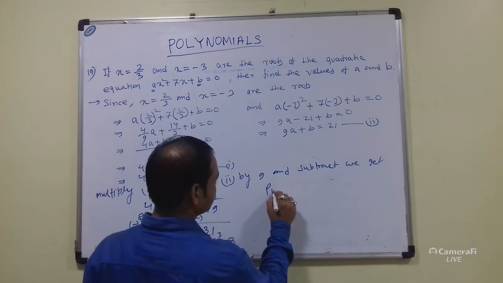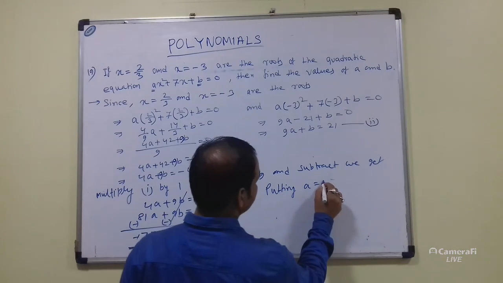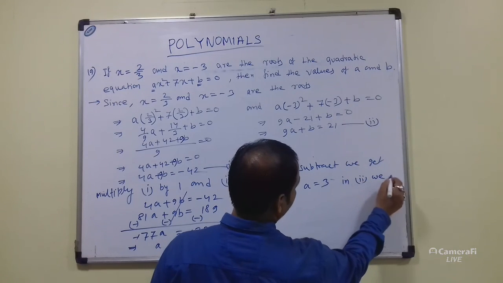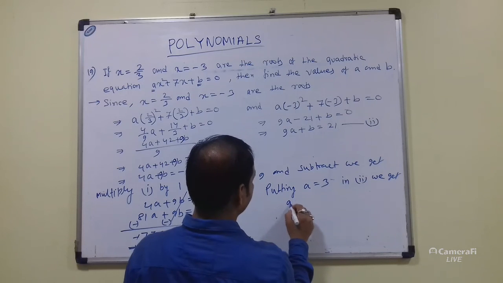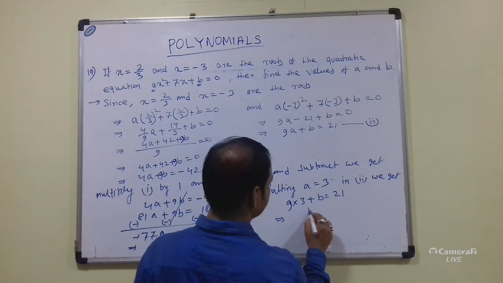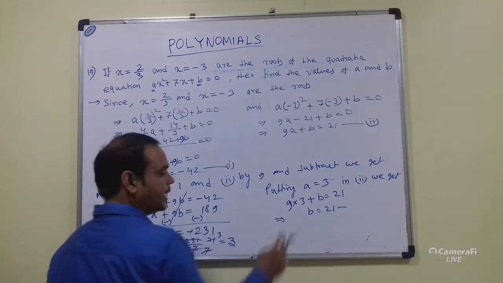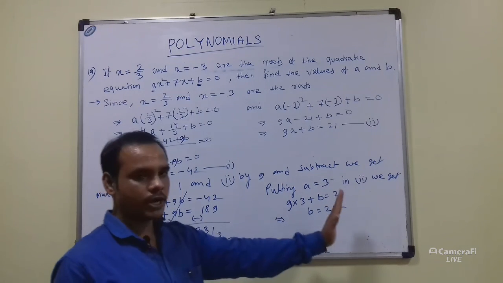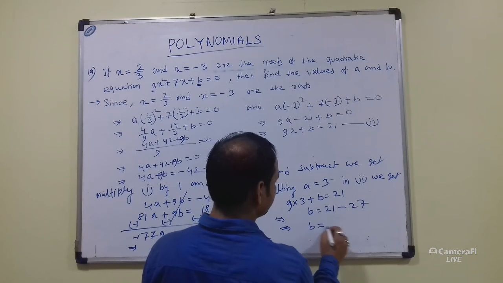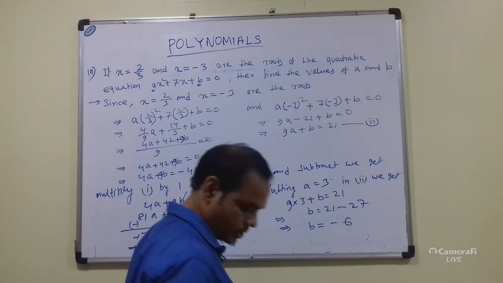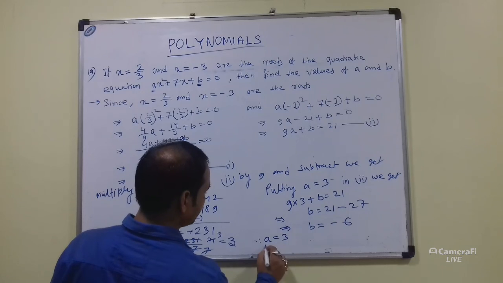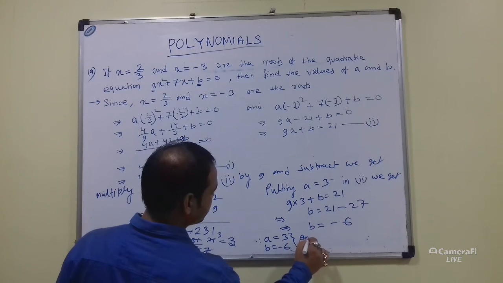Now putting a is equal to 3 in equation 2, we get 9 into 3 plus b is equal to 21. So this implies b is equal to 21 minus 9 into 3, which is 27. So when we transfer 27 to the right hand side, it will be minus 27. So b is equal to minus 6. Now the answer is correct. a is equal to 3. So therefore a is equal to 3 and b is equal to minus 6.